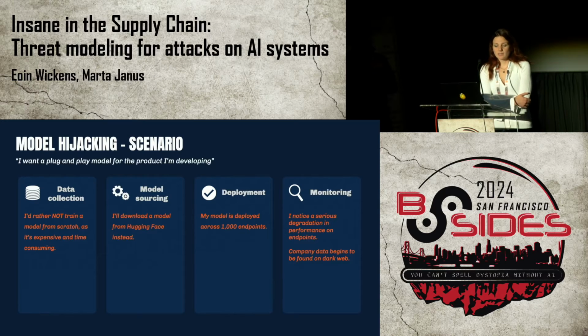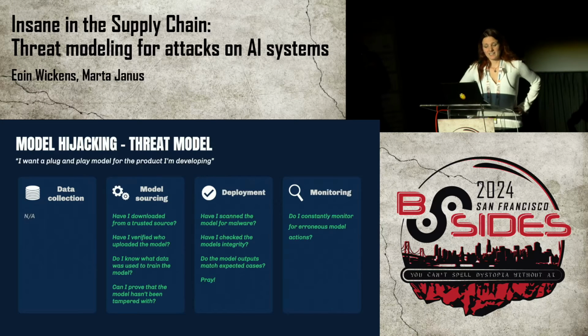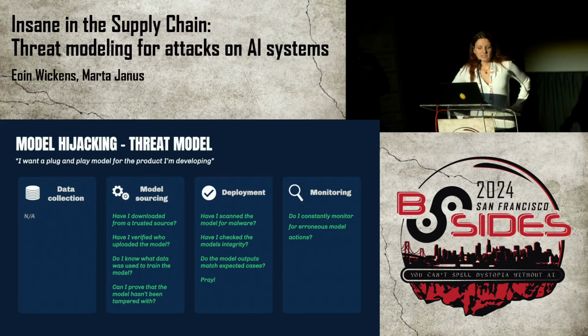And after a while, we started seeing some worrying signs: the performance of the endpoints was degraded, and even worse, the company data started appearing somewhere on the dark web. So what could have possibly gone wrong? Since we didn't look into the model too closely, we happened to download a model that was either backdoored or exploited through the model serialization.